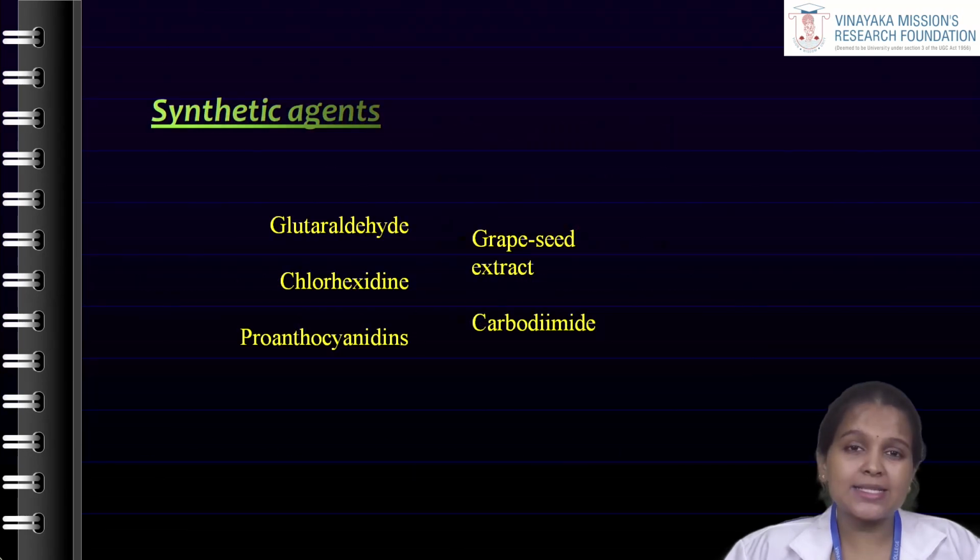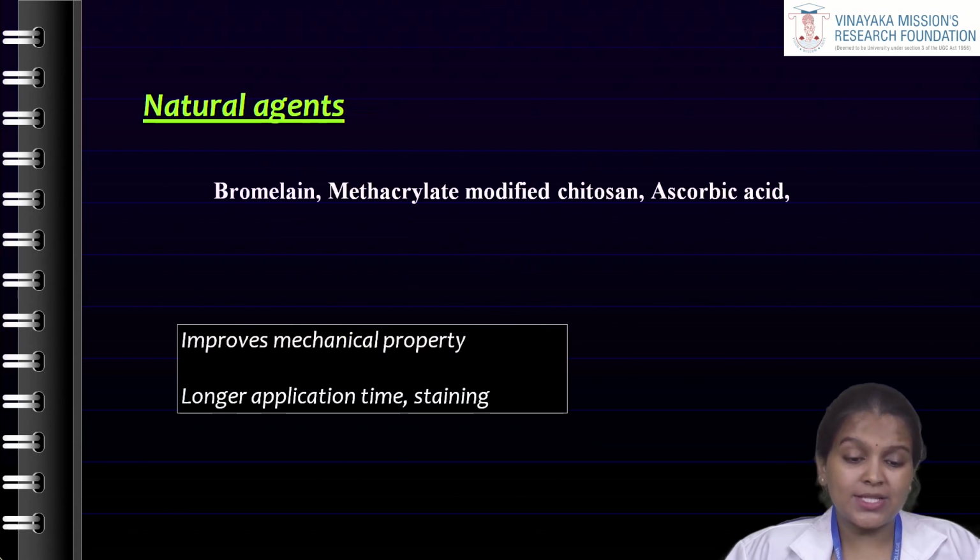And the synthetic agents that are used as collagen cross-linkers are glutaraldehyde, chlorhexidine, proanthocyanidins, grapeseed extract, and carbodiimide. The natural agents are bromelain, methacrylate-modified chitosan, and ascorbic acid. Though all these materials are under study and improve the mechanical properties, the question is their longer application time and the risk of staining of the tooth with application of many of these products.